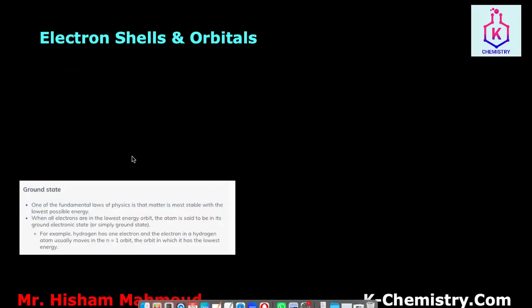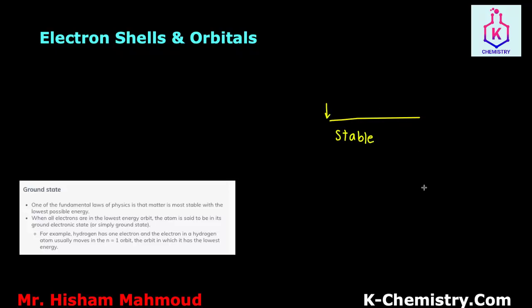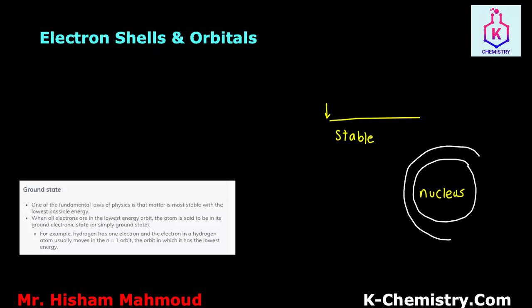One of the most important laws of physics is that matter is stable with the lowest possible energy. If the energy is very low, then the matter will be stable. This is the same way that this is the nucleus, and around it are the shells in which you can find the electrons. Just draw it as circles right now to explain our idea. But we have known that it's formed as orbitals, subshells, and shells.